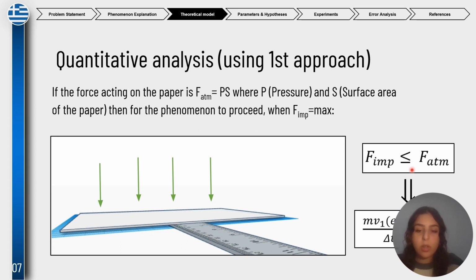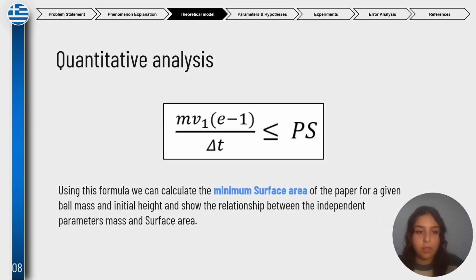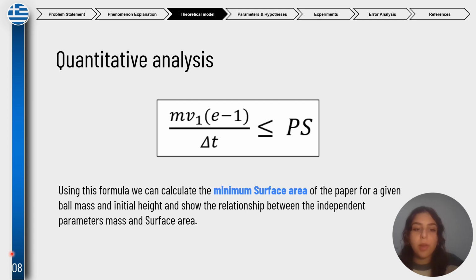So we can also get the formula down here on the right in order to obtain a theoretical model. Using this formula, we can calculate the minimum surface area of the paper for a given ball mass and initial height, and show the relationship between the independent parameters of our experiments, which are the mass of the ball and the surface area of the paper.